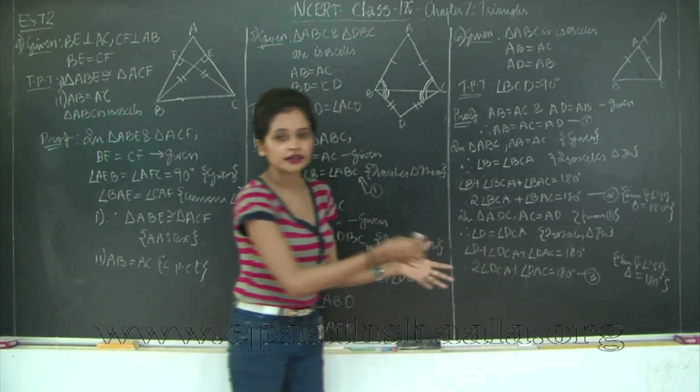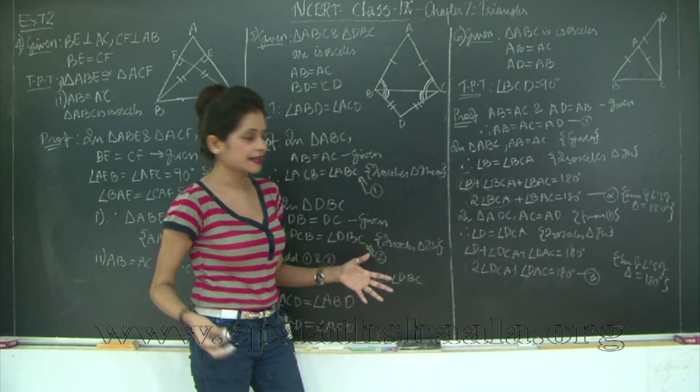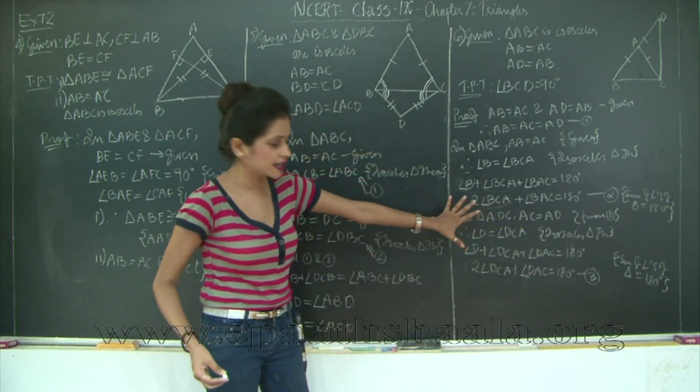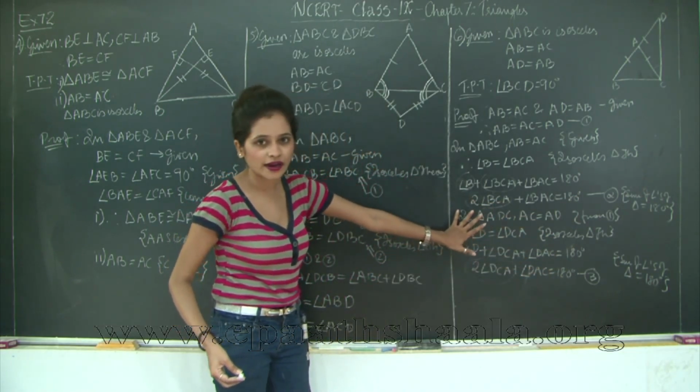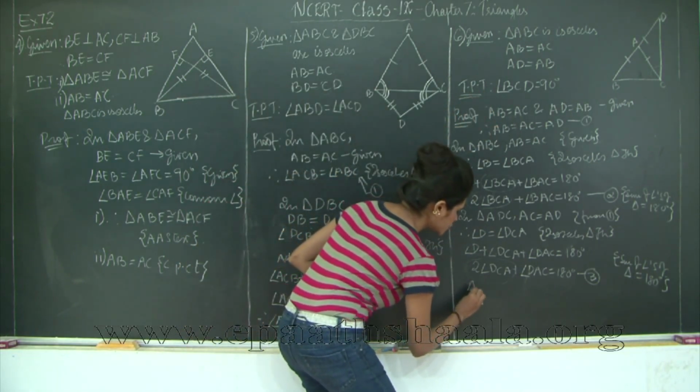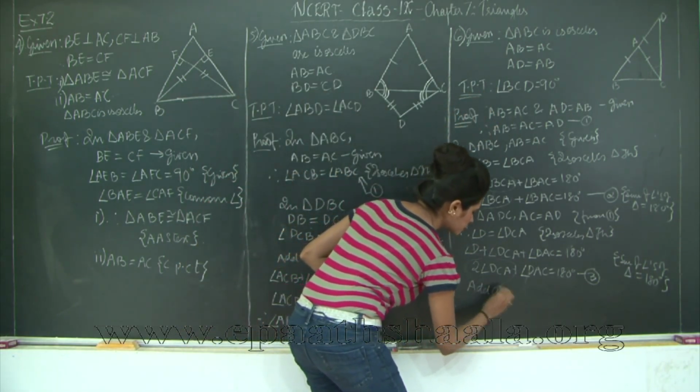You must be wondering that in some of the previous sums in lines and angles especially, we were equating whatever was equal. But here we are not equating, we are adding because we need to add these two angles to get the required angle BCD. Okay, so adding 1 and 2.